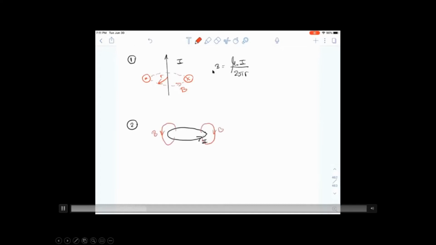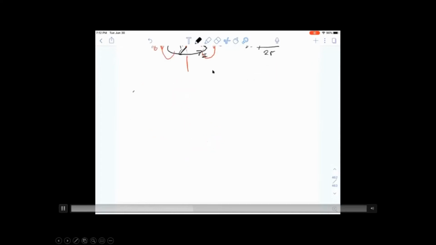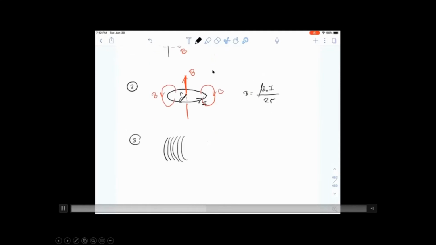What if you have a current loop? Well, this time the strength of the magnetic field is going to be found using this formula. The only difference between that formula and this formula is pi is missing. All right, so 2 questions. How do we come up with a formula like that? And how do we come up with a formula like this? Where do we get these formulas from?